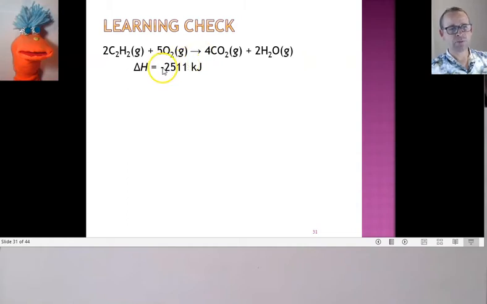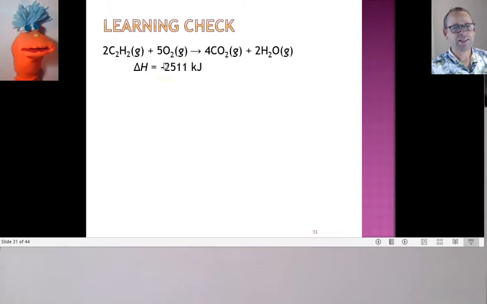So a negative tells us what? That it's exothermic? That's right. Negative means it's exothermic, and negative also means that this process is releasing energy, and that the products have lower energy than the reactants do. All right?